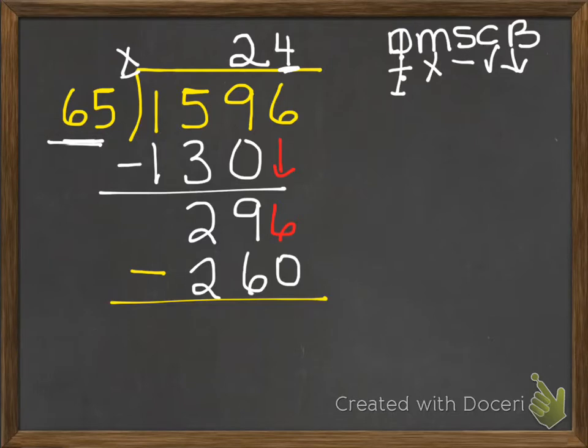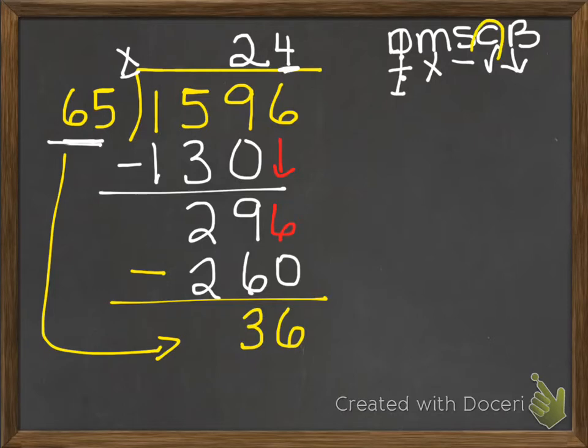Now it's time to subtract. 6 minus 0 is 6. Hold on. 9 minus 6 is 3. Here's the important part. Check. We're on this part right here. 65 is greater than 36, so you're on the right path. And is there anything else you can bring down? Nope. So this becomes your remainder of 36. So 1,569 divided by 65 is 24 with a remainder of 36.